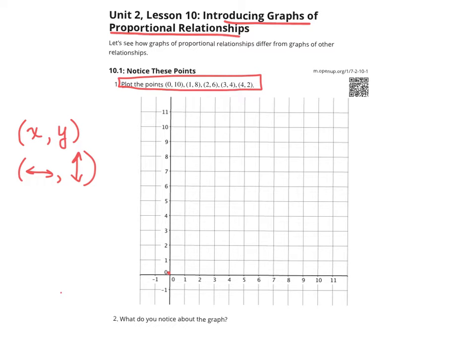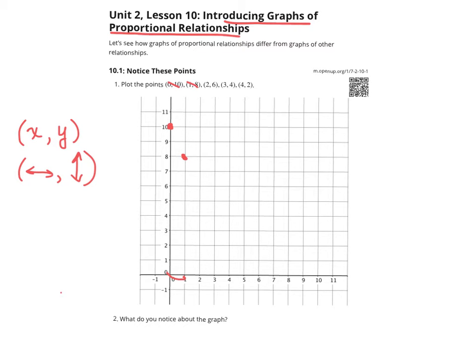So this very first point asks us to plot the point 0, 10. So that means I'm going to go 0 in the left-right direction and then 10 in the positive up-down direction. So positive 10 means I'm going to go up 10. So over 0, up 10, I go right here and I put a point. The next one is 1, 8. So I'm going to go 1 in the left-right direction, positive 1, and then up 8, and I'm going to put a point right there. That's 1, 8. So I've done that one, done that one.